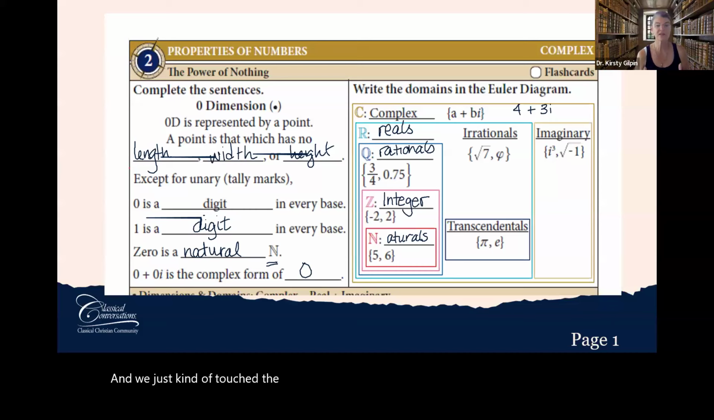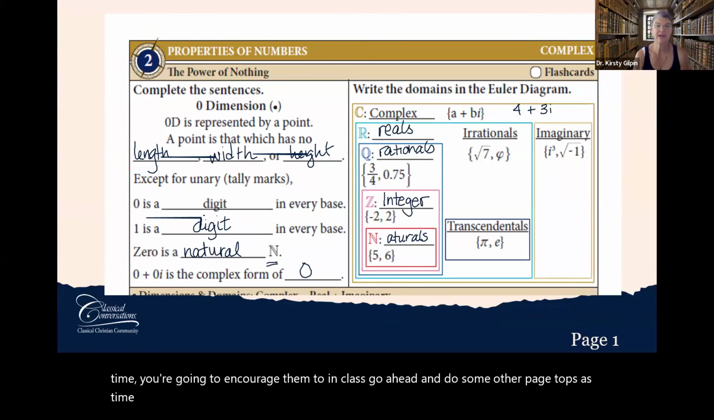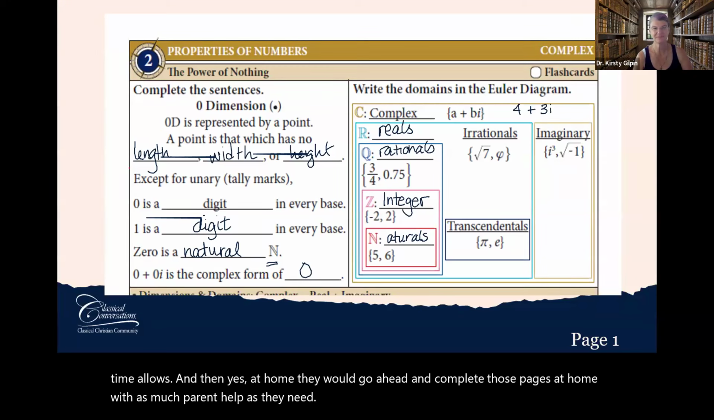That is the goal, that you are going to introduce those first few page tops. If you have time, you're going to encourage them to go ahead and do some other page tops in class as time allows. And then, yes, at home, they would complete those pages with as much parent help as they need. Great.